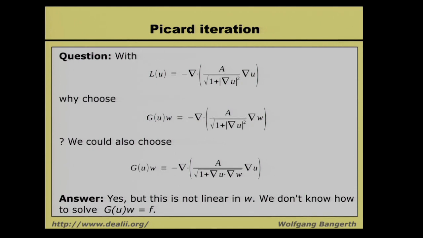I could also have chosen it in the following way, where instead of freezing the gradient of u here, this is gradient u times gradient u, and here I have another gradient u. I could have frozen it here and once here, and I get something like this. This is also all nice, but it is not a linear problem in w. So if I want to solve the problem G(u_k, u_{k+1}) equals f, then it's not linear in u_{k+1}. And the whole idea of using this iteration was, of course, that we want to solve a sequence of linear problems, because these are the only ones that we know how to solve. So this does not work.